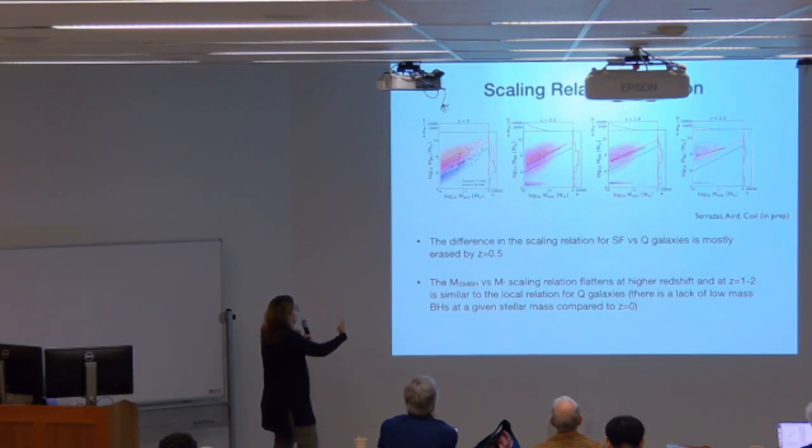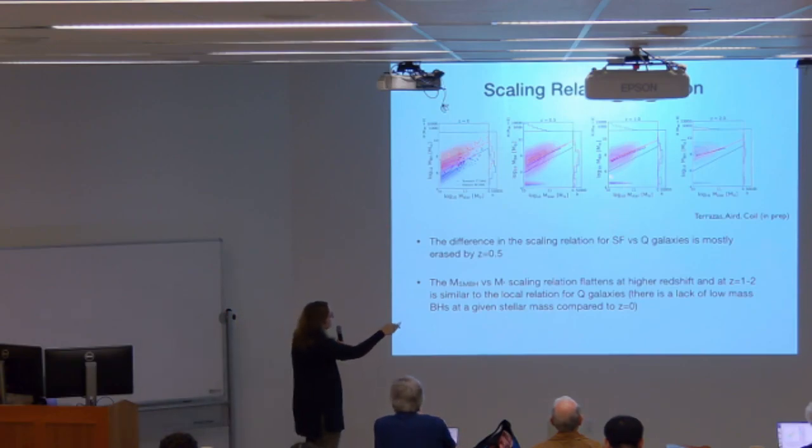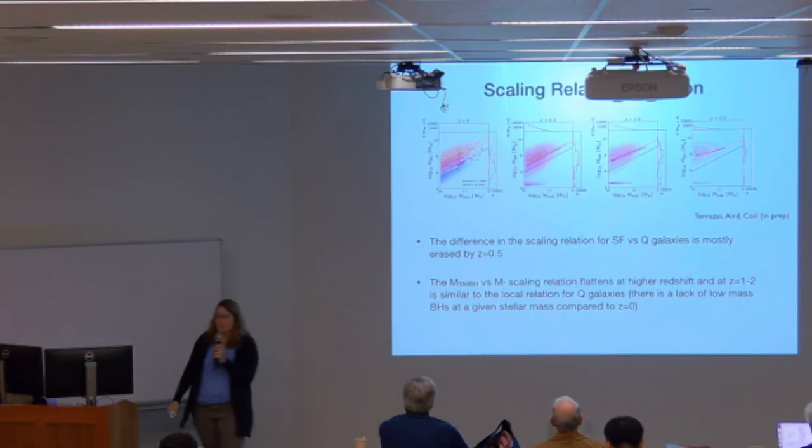And then the relation flattens, the slope flattens at higher redshift, and matches at high redshift the normalization for the local quiescent population. Another way to think of this is there's a lack of low mass black holes at a given stellar mass at high redshift. And in fact, you see this pileup of very low mass black holes. Basically, this is saying these black holes, all of their growth happened between these epochs and today.